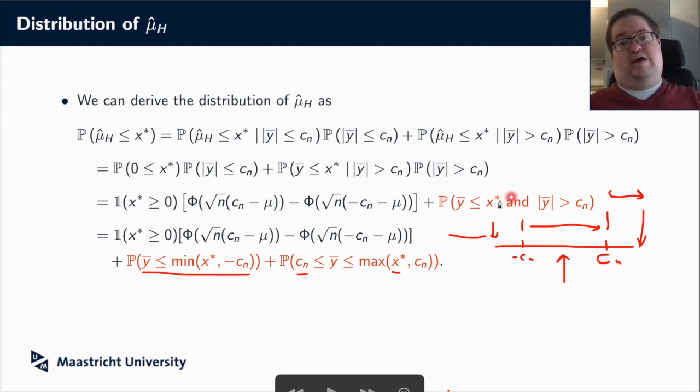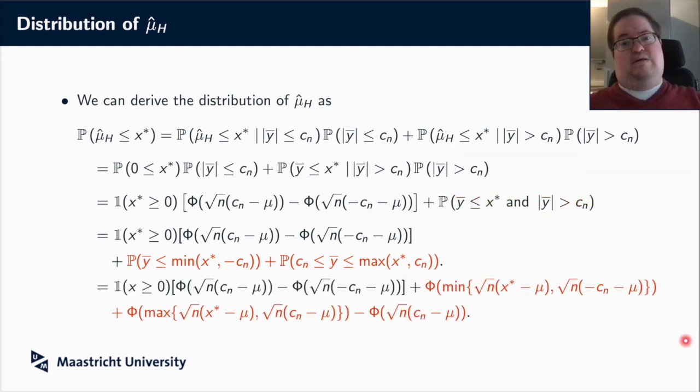In that way, I can rewrite this joint probability here as the sum of these two probabilities. The reason I do this is because now I can easily rewrite this in terms of the standard normal distribution. I have Y being smaller or equal than something, so I can just subtract the mean and multiply by square root n. That's exactly what I do here.